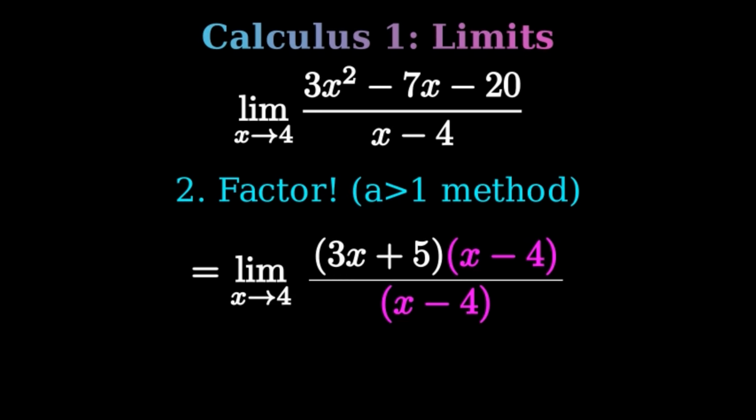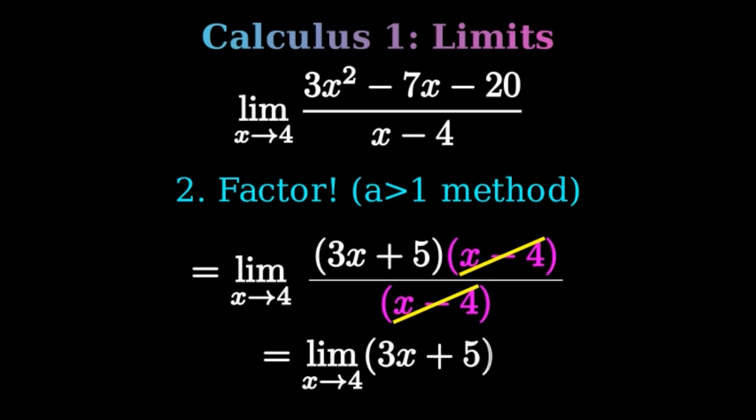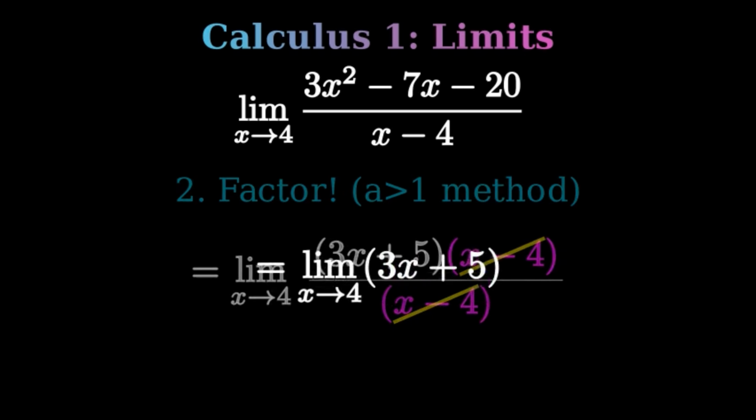Well, you can see that the x minus 4s are going to cancel out. Great. Now we're just going to write what's left over. Well, this is the limit as x approaches 4 of 3x plus 5. Okay. So at this point, you don't just insert the limiting value once. If something like this happens, you're going to try it again. And if you get a number value, that's going to be the answer to the question. So let's go ahead and insert that limiting value one more time.